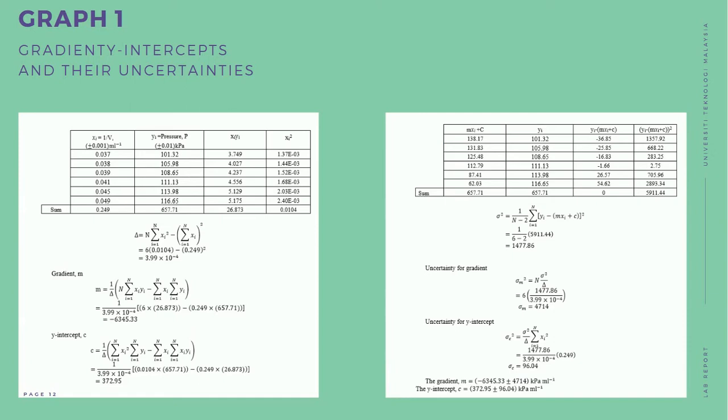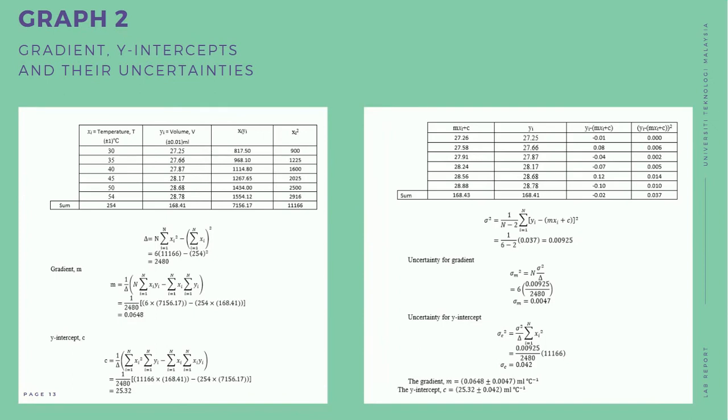That is, the gradient is negative 6345.33 and the y-intercept is 372.95. And for the uncertainty, we calculate using the least square method and we get the value of the gradient is negative 6345.33 plus minus 4714 kPa over milliliter. And the y-intercept is 372.95 plus minus 96.04 kilopascal per milliliter.